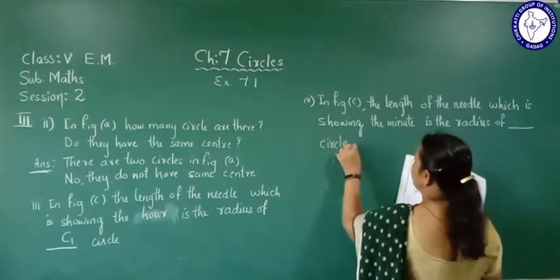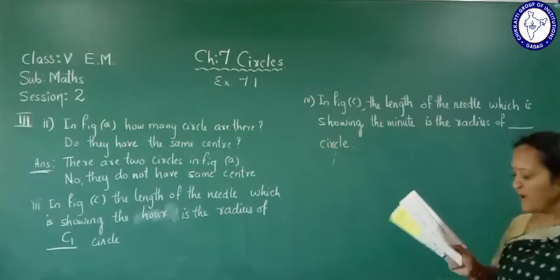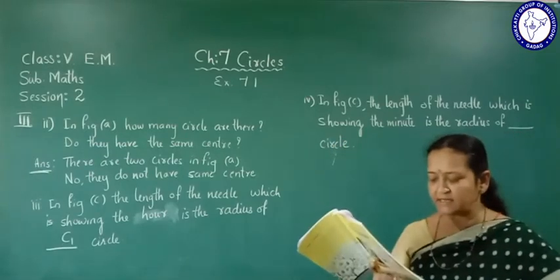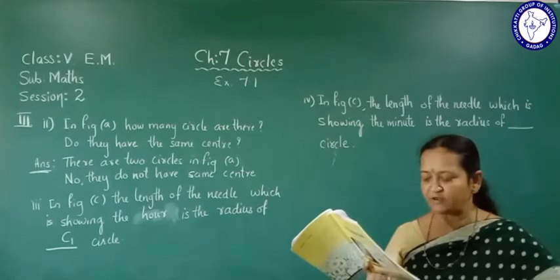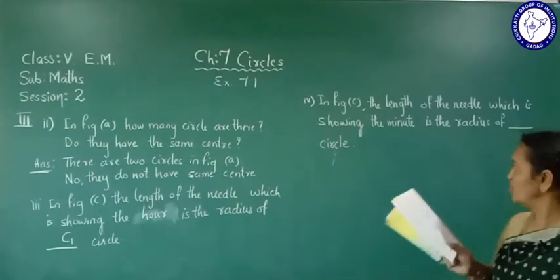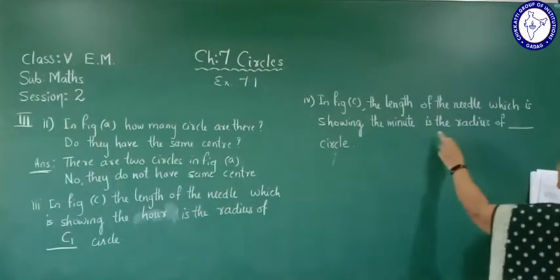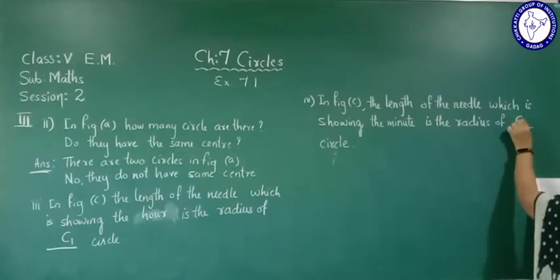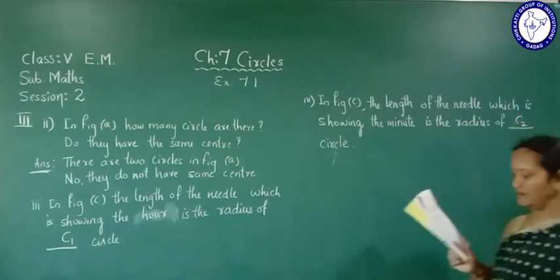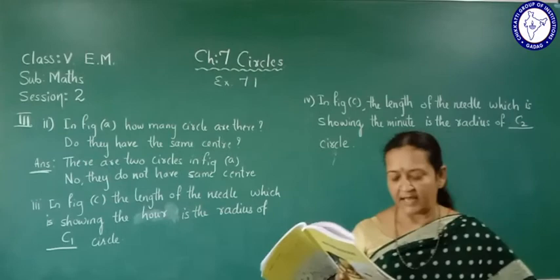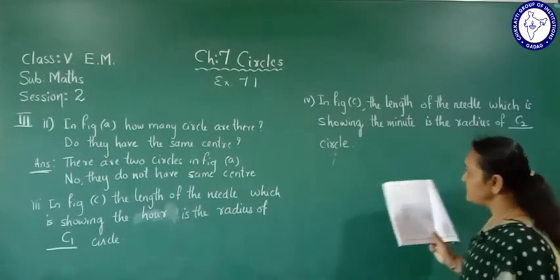Now the minute hand, it is near 12. To which circle is it touching? It is touching circle C2. So here we should write, the minute hand is the radius of C2 circle. Okay. Then the fifth question.